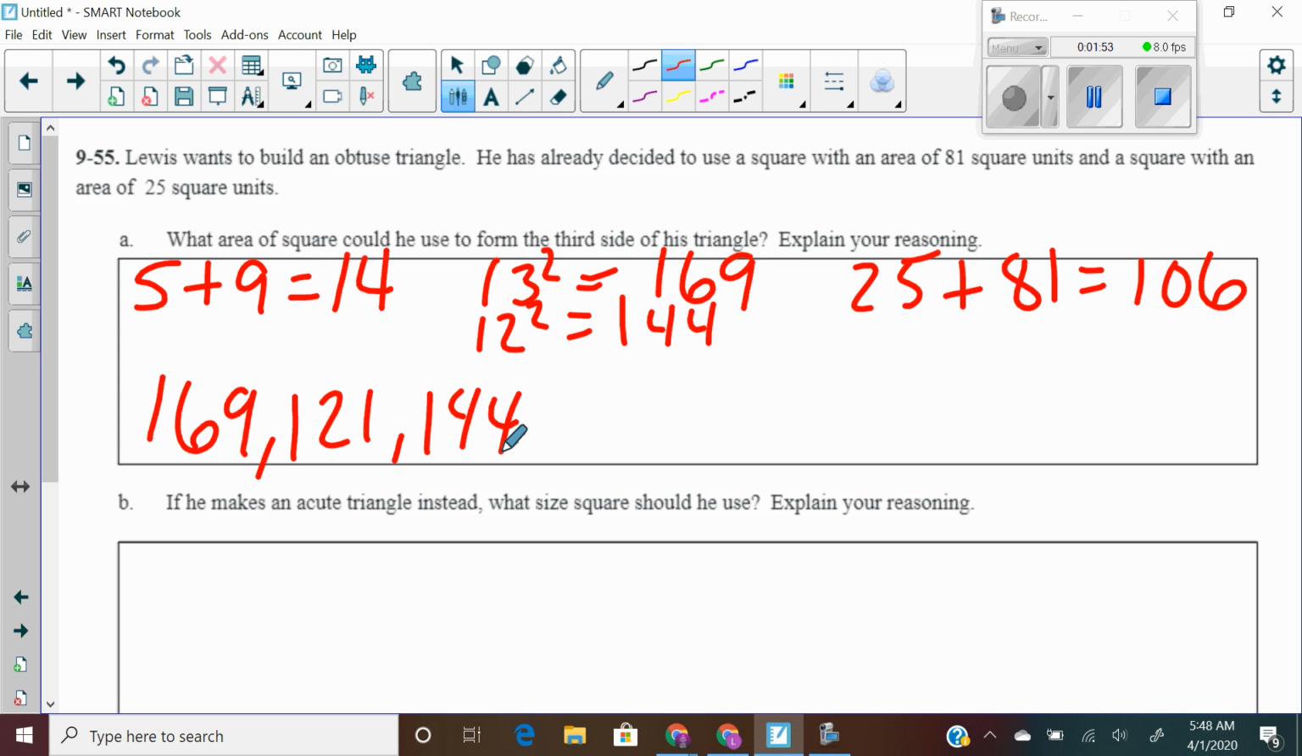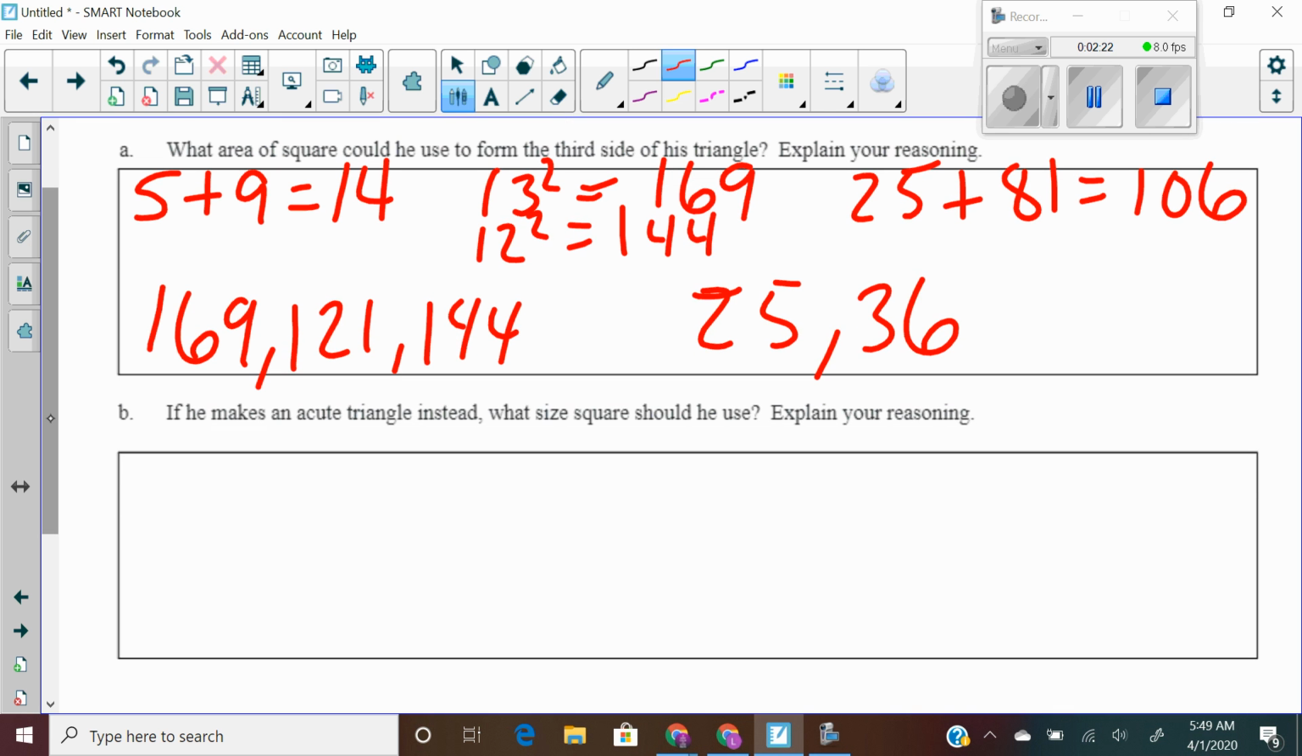But I could also figure out what my other side could be. So what if 9 was my biggest side? So I could use 5, because 5 plus 5 is bigger than 9. I could use 6, 7, 8, 9. So I could also use 5, which is 25, as my side length. I could also have 6 squared, 36, as the side length. Okay, so any of these are options. There are ranges, but any of those would be viable options.